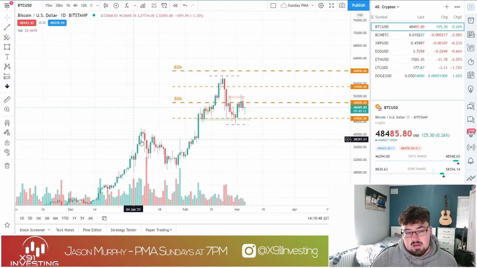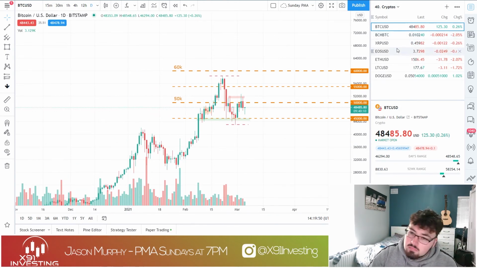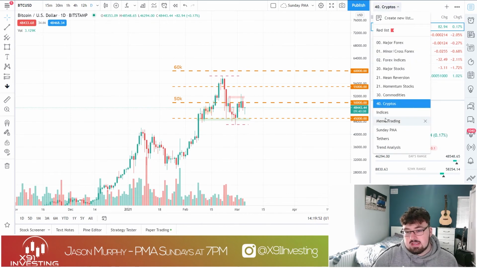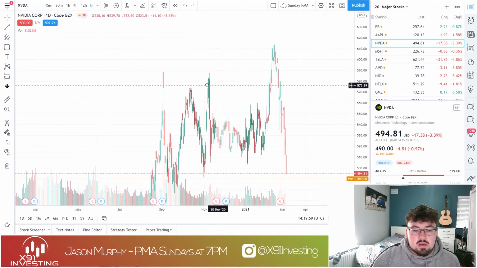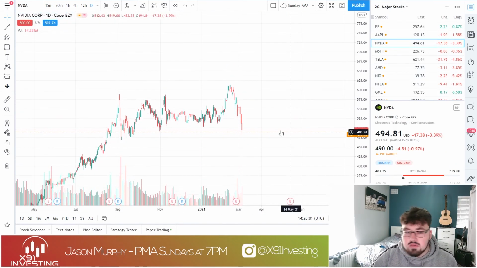When it comes to plotting support and resistance, one thing I actually wasn't told when I started, and I was a little bit hazy when it came to plotting support and resistance, was, do I go to the high? Do I go to the close?